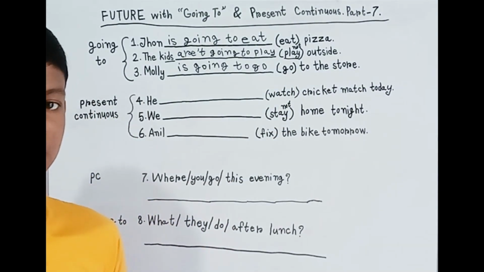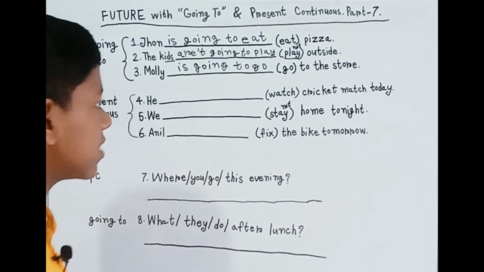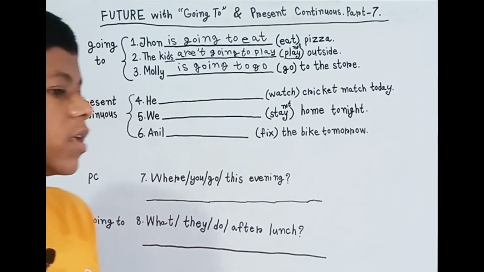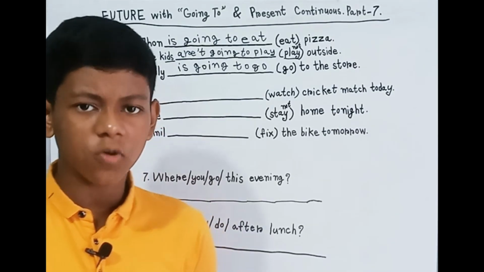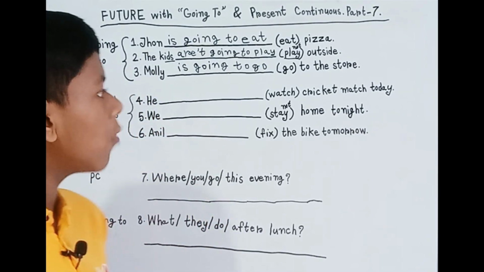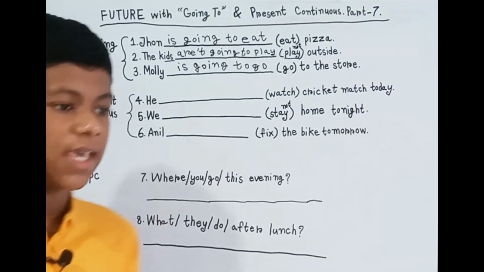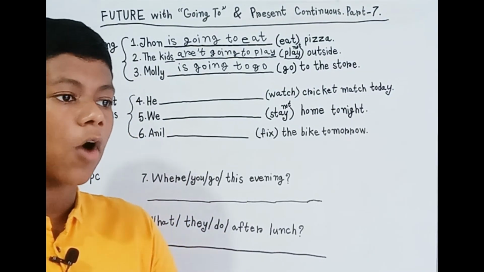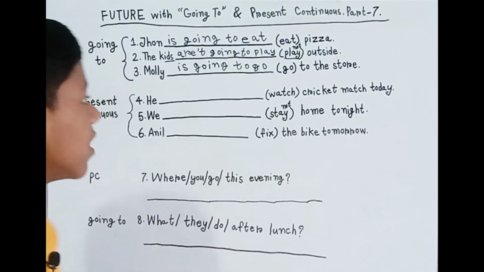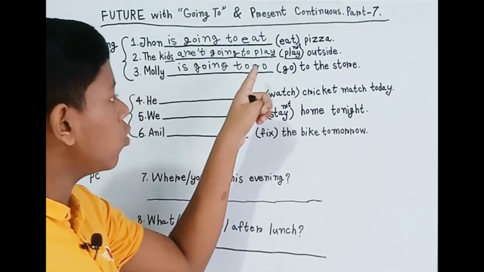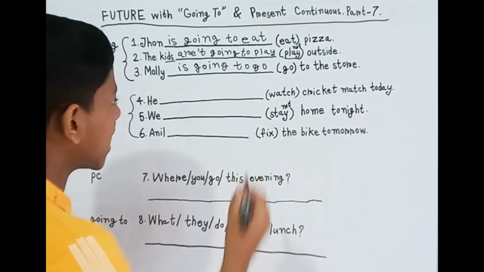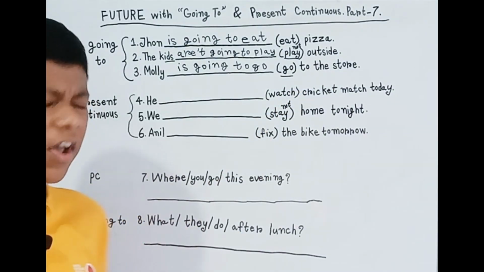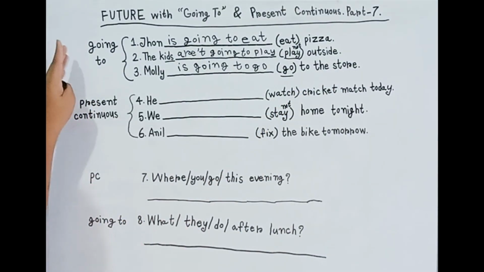One question can come to your mind: after going to, can we add go? Of course you can, because go is also a main verb. So it's easy, it's fine, no problem. We can say Molly is going to watch TV, Molly is going to sleep, Molly is going to eat the pizza. We can also say Molly is going to go to the store. No problem. So here we have already finished going to.